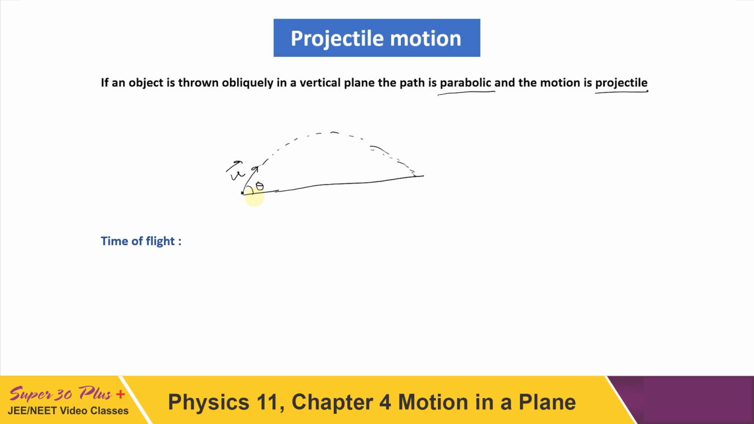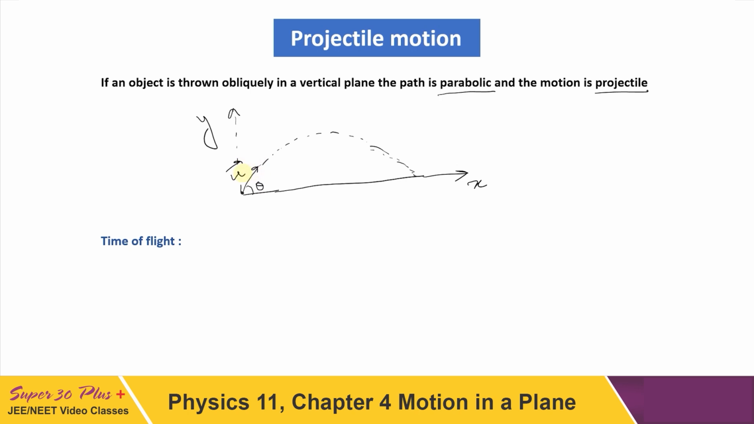Now this motion can be analyzed very easily if we analyze it separately in x and y direction. So from now onwards I am going to consider the horizontal direction as x direction and the vertical direction as y direction throughout this session. Now we can write that in x direction the initial velocity has component u cos theta and in y direction it has component u sin theta.